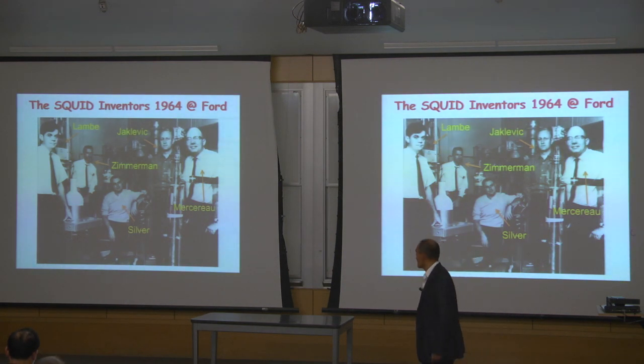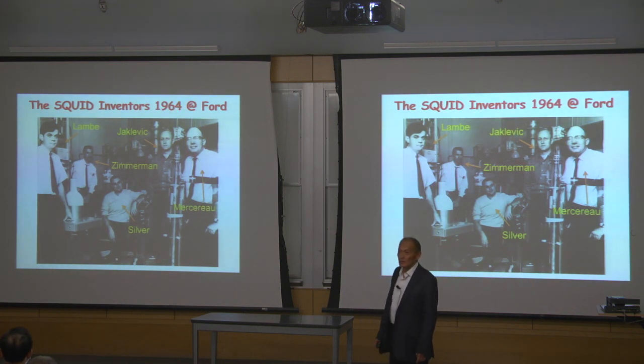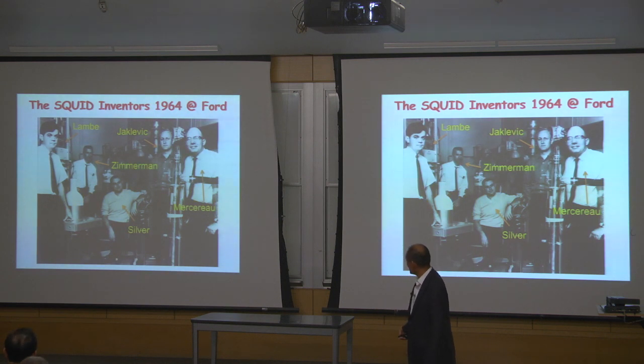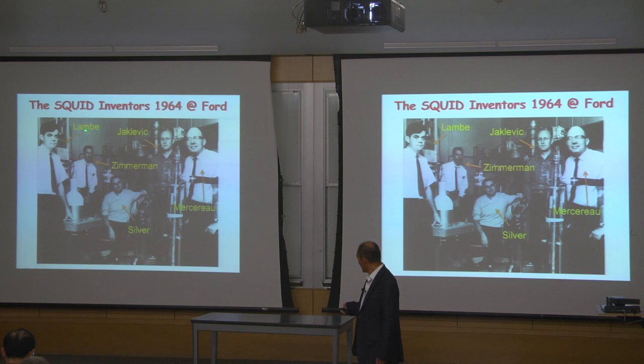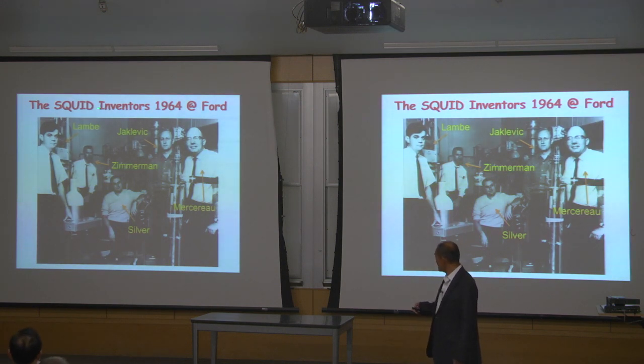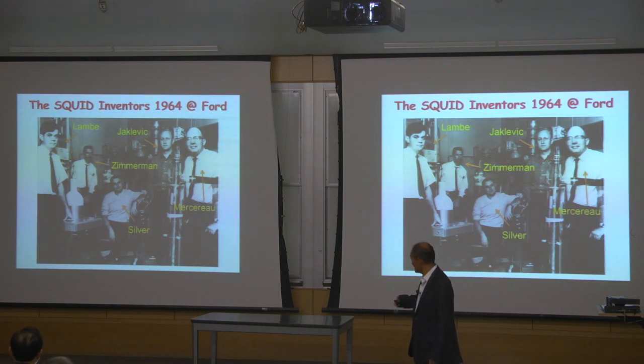And the next example I show you in this slide here is the invention of the SQUID, which happened about the same time, in the year 1964 at the Ford Dearborn Research Lab. At that time, Ford was one of the top places where solid-state physics research and theory were carried out. And the SQUID was actually invented at Ford by these five researchers, Lambe, Zimmerman, Silver, Jaklevic, and Mercereau. And the reason I like to point this out is that Ford, besides Bell Labs and GE and the other industrial companies, was at that time still doing fundamental research, unlike present days.